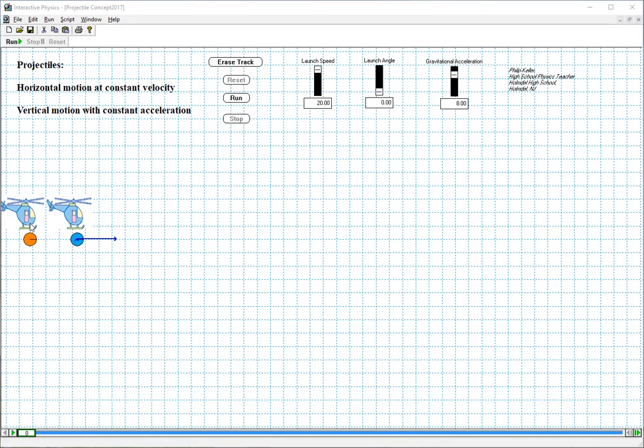We have two helicopters here. One of them is hovering and the other one is flying along at a horizontal velocity of 20 meters per second. At the same moment, they drop their packages and we see projectile motion.